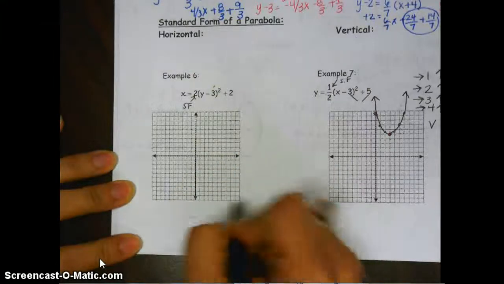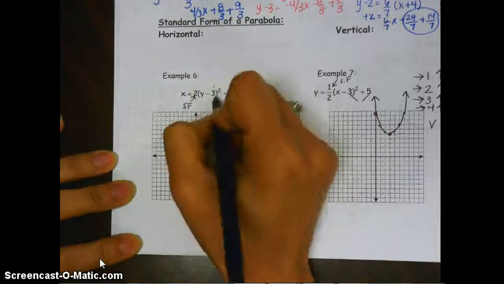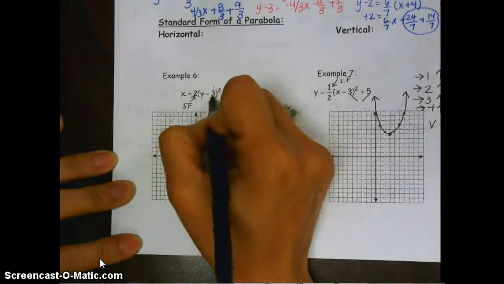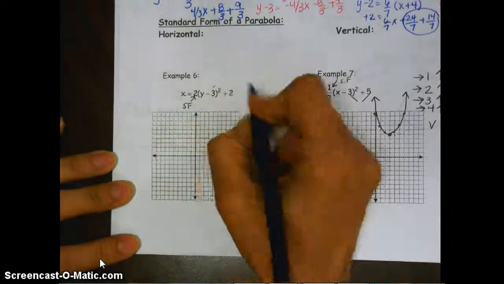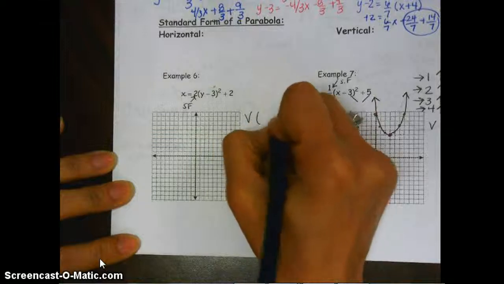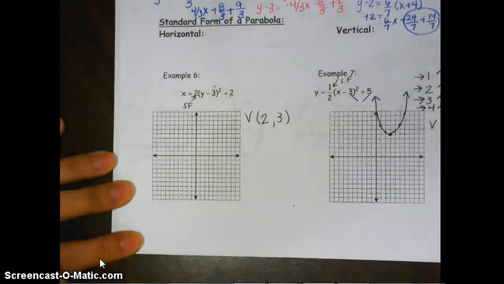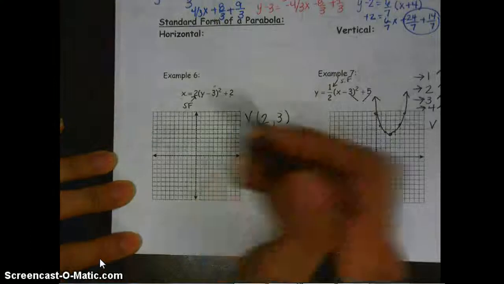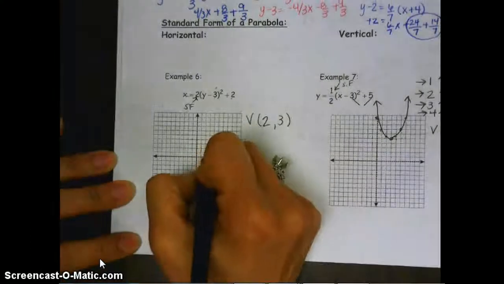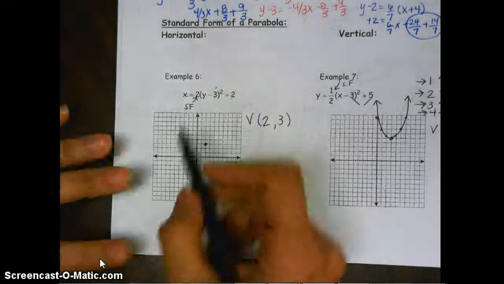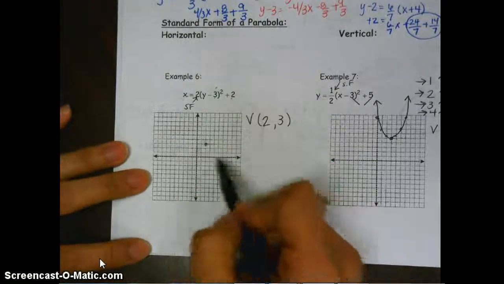Okay, so we're going to get our vertex kind of in the same way, but this 3 is attached to the y. So for my vertex, 3 belongs in the y position. This 2 is in the x position. Okay, so over 2, up 3. There's the vertex. I know I need to be opening my parabola this way.